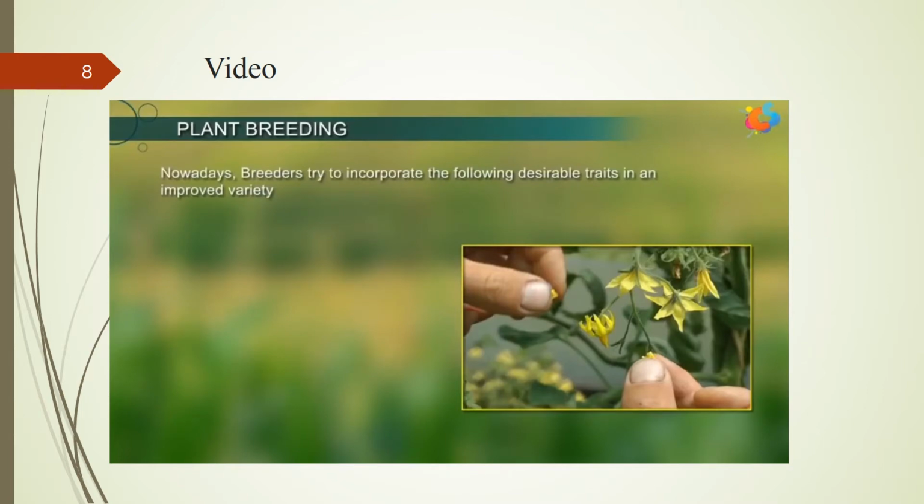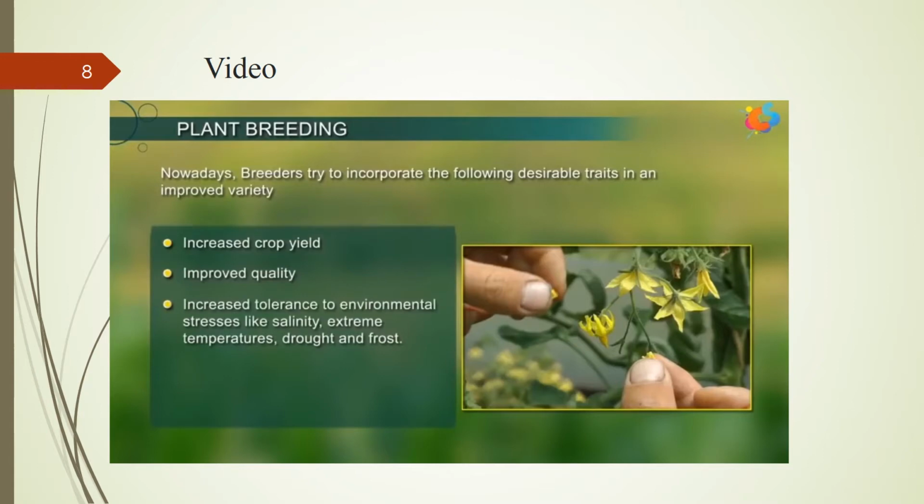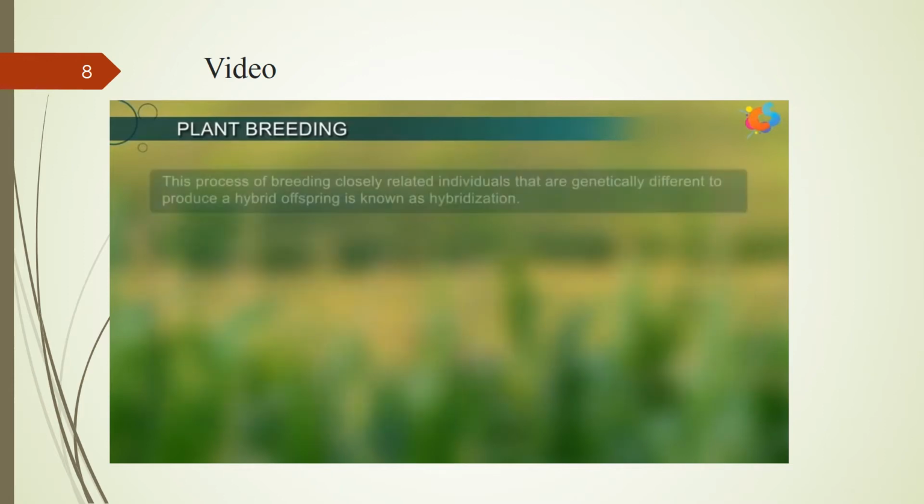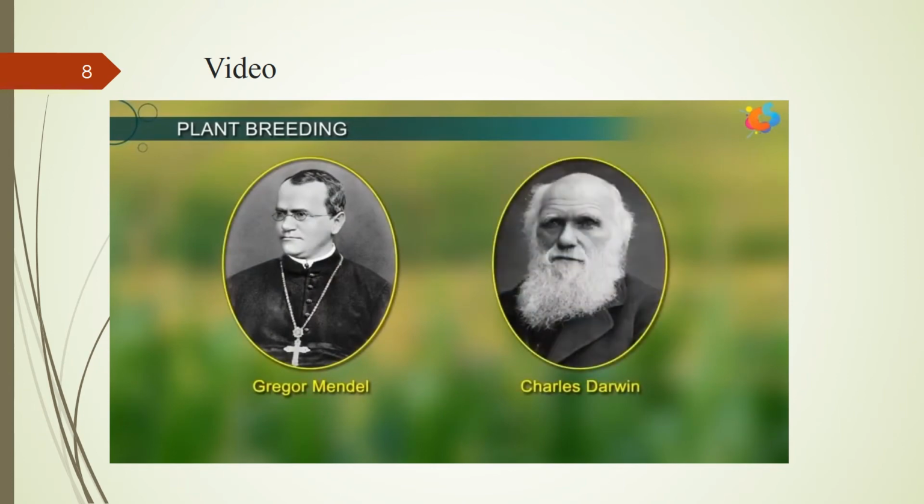Nowadays, breeders try to incorporate the following desirable traits in an improved variety: increased crop yield, improved quality, increased tolerance to environmental stresses like salinity, extreme temperatures, drought, and frost, increased resistance to pathogens, and increased tolerance to insect pests. This process of breeding closely related individuals that are genetically different to produce a hybrid offspring is known as hybridization. Scientists Gregor Mendel and Charles Darwin effectively demonstrated hybridization within a plant species. After that, the process was further developed by many plant breeders.